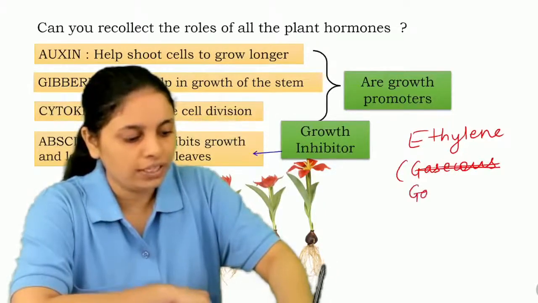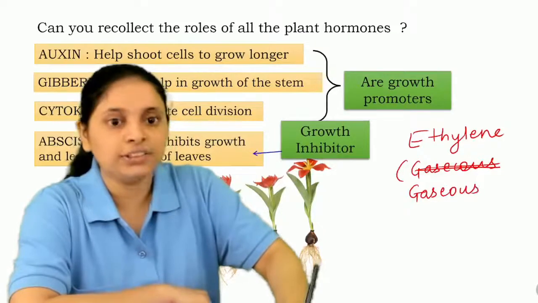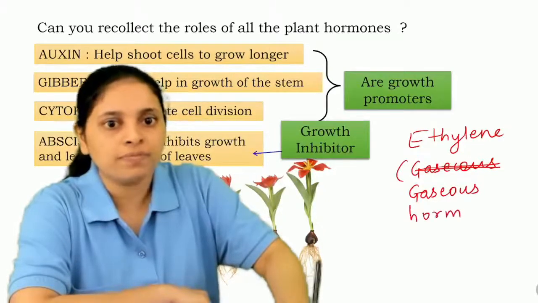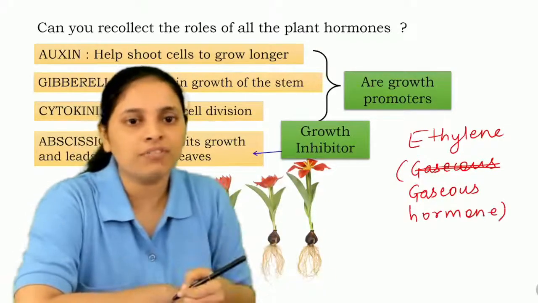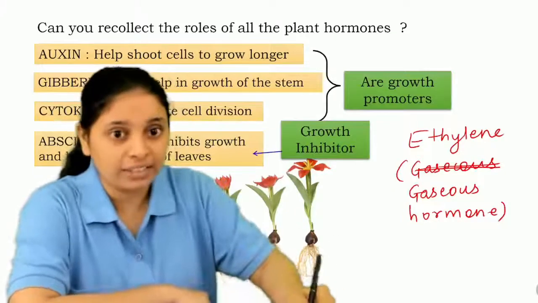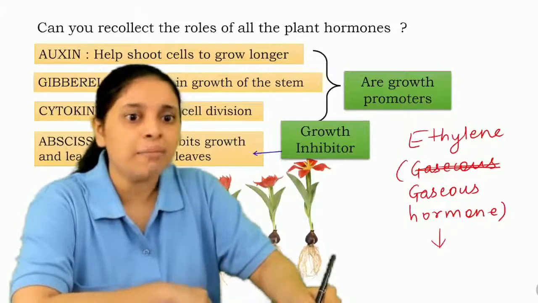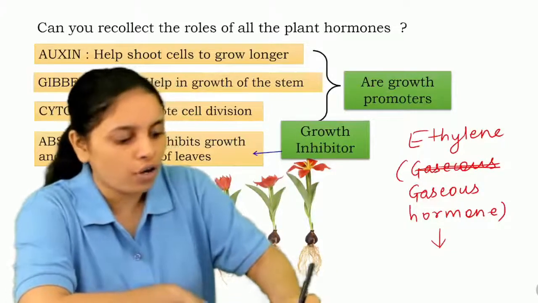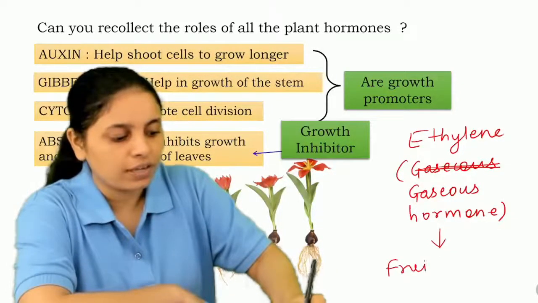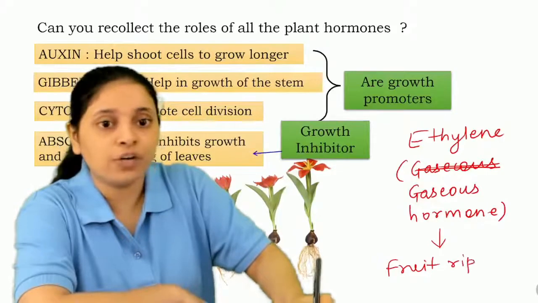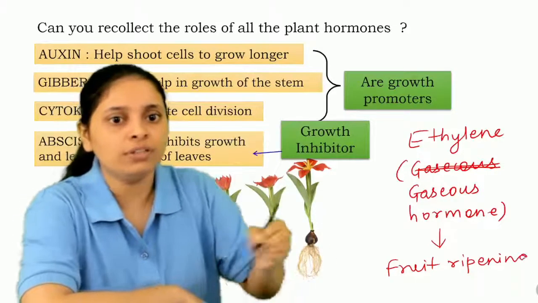It is the only gaseous hormone. Clear everyone? Okay. And very important. इसके बहुत सारे roles हैं, but it is well known for fruit ripening. It is well known for fruit ripening.